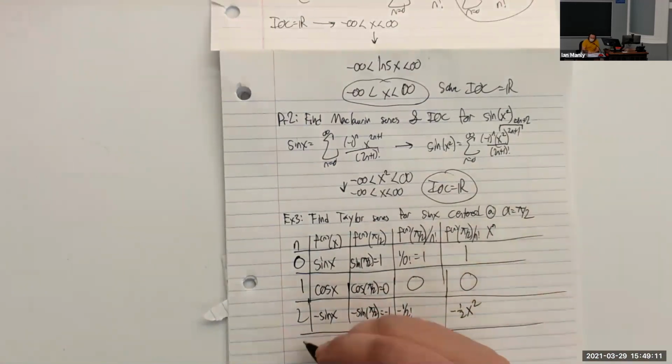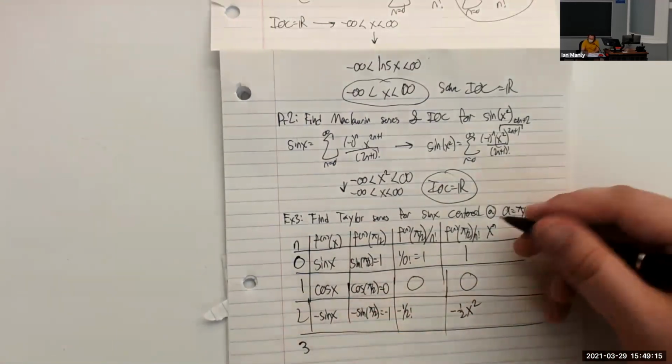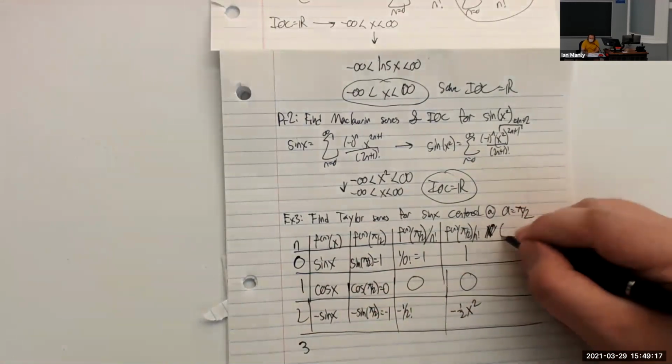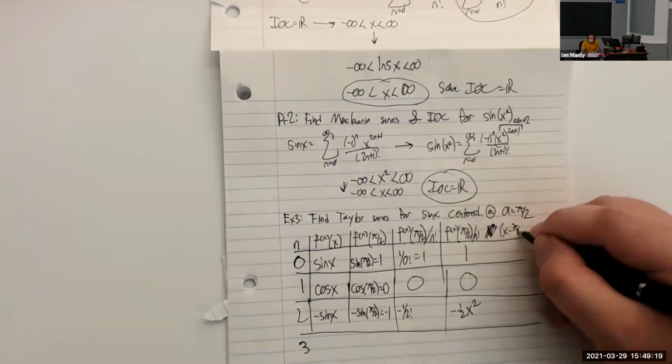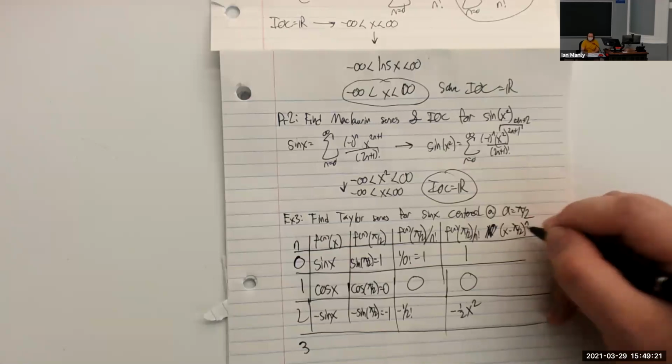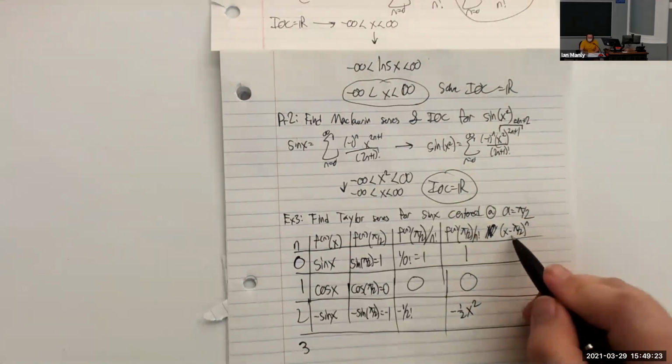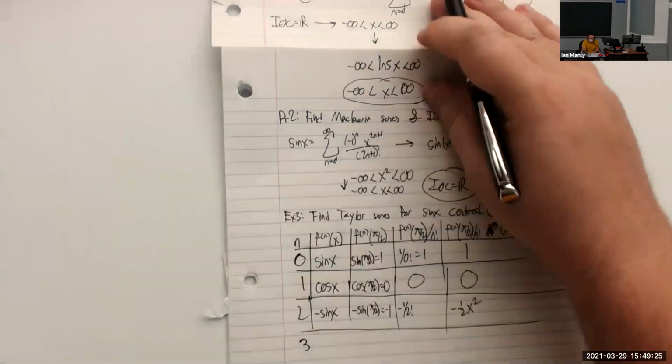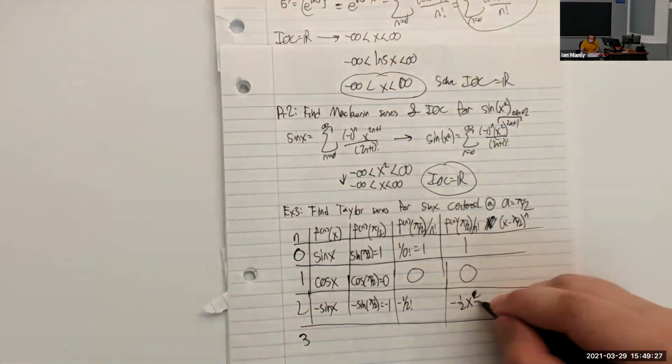If we do 3 right here. Oh, should the last column be x minus a? Yeah, that's right. This goes to show you how often I do non-Maclaurin Taylor series. I usually just do Maclaurin series. Sorry, this should be x minus pi over 2 to the n. Oh, so this should be as well.